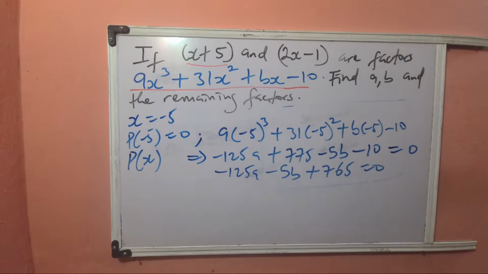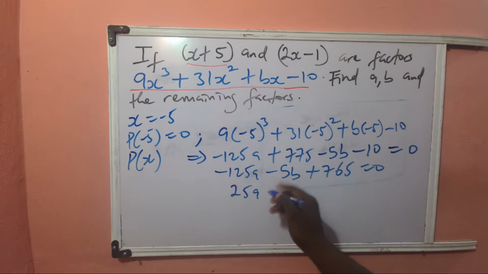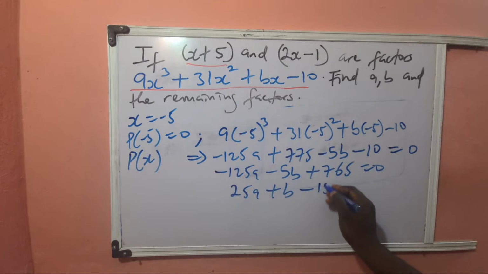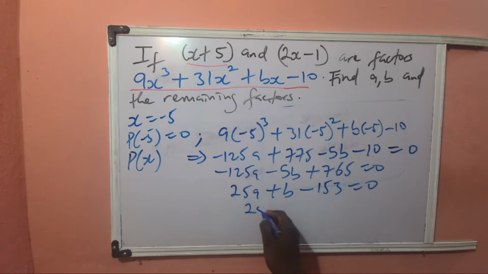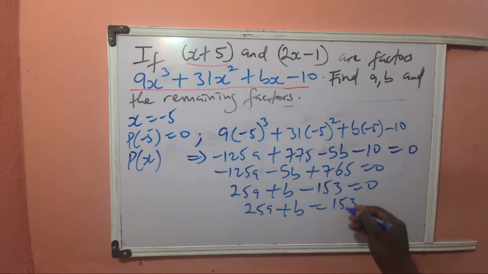And then minus 125 divided by 5 will be 25, minus 25. Let's divide through by minus 5 rather. So dividing through by minus 5, we have 25a, of course, minus 5 will go, this will be plus b. Then minus 153 equals 0, because we are dividing through by minus 5. So we can make this like an equation, so that we just cross this over here.